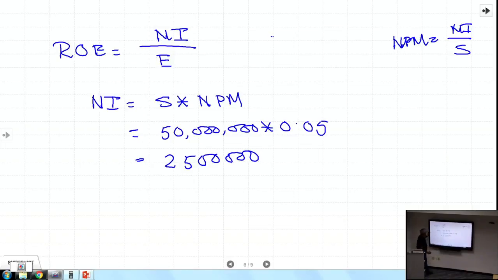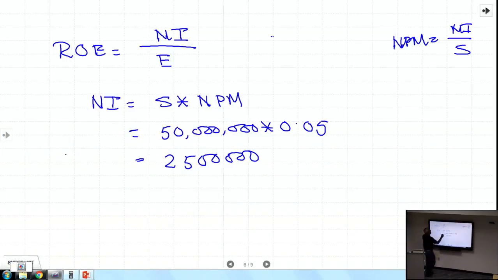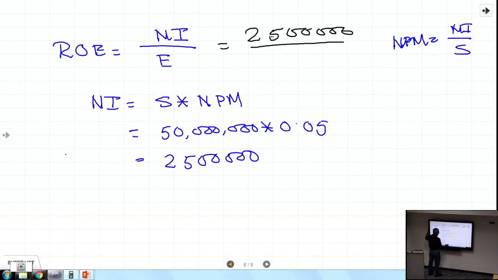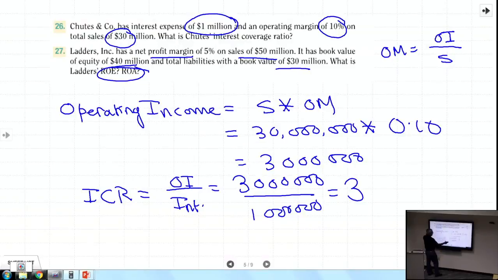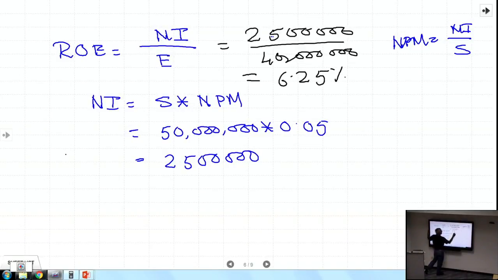Once I have this, I can substitute it into the formula for ROE, and ROE is going to be 2.5 million divided by equity, and equity is given as 40 million. That gives me an ROE of 6.25%.